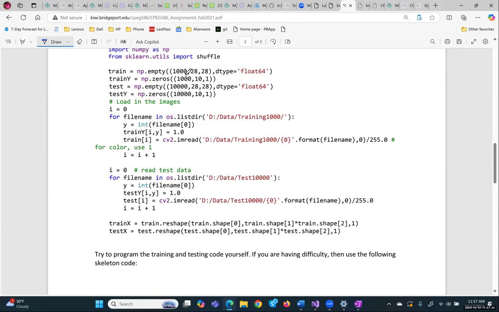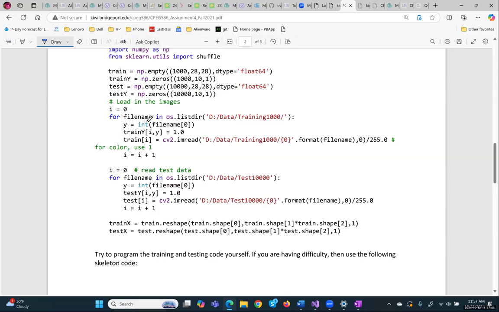Because in our training there are 1000 images, and then we will create a 10 by 1 output, because the output from our network will be 10 by 1. So the expected output should also be 10 by 1. And so this is to store all the expected outputs, right? Test and test Y. How many test images were there? 10,000. So you'll see this is 10,000.